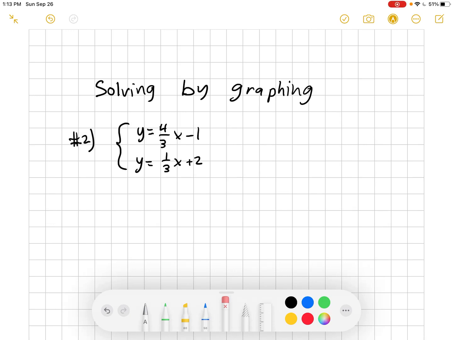Today we're embarking on one of the biggest concepts that we have in Secondary 1. This is an area where we're going to be spending a lot of time. Specifically, we are talking about systems of equations.